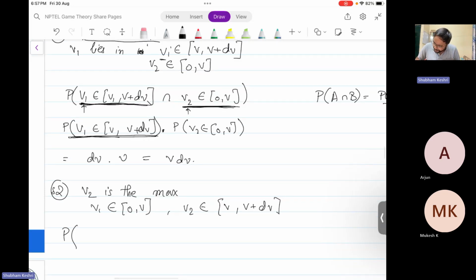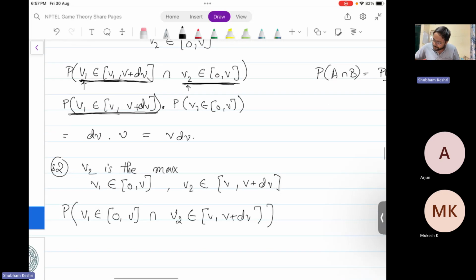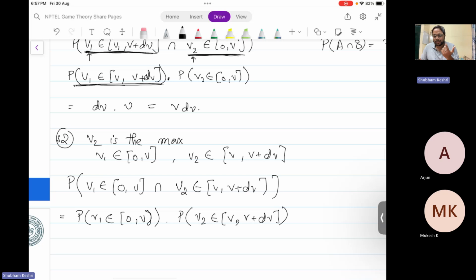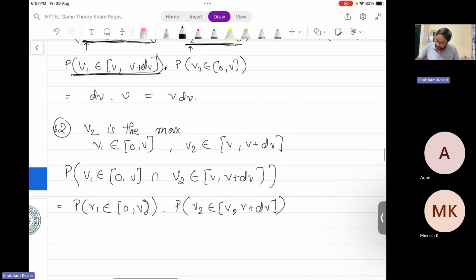So we are saying find the probability of this, which is what? Which is v1 taking value 0 comma v intersection v2 taking value v comma v plus dv. Since v1 and v2 are independent of each other, we can just multiply their probabilities. So probability of v1 taking value 0 comma v times probability of v2 taking value v comma v plus dv. And again, these are uniformly distributed between 0 comma 1, so this will become v times dv.